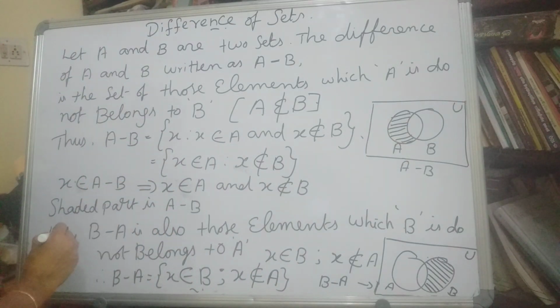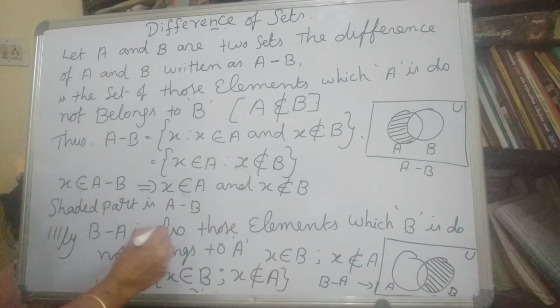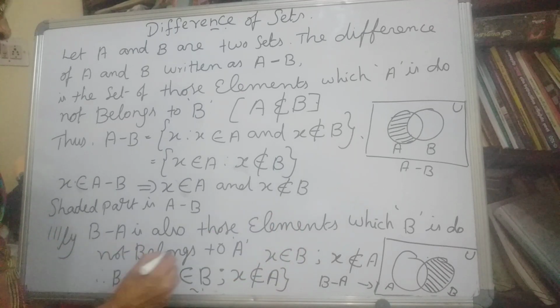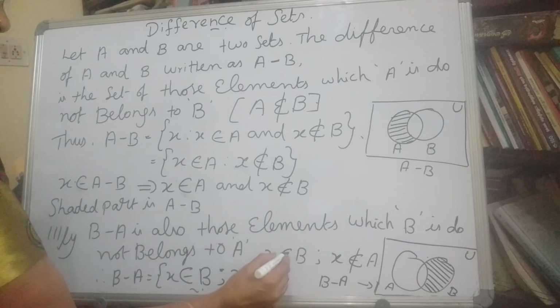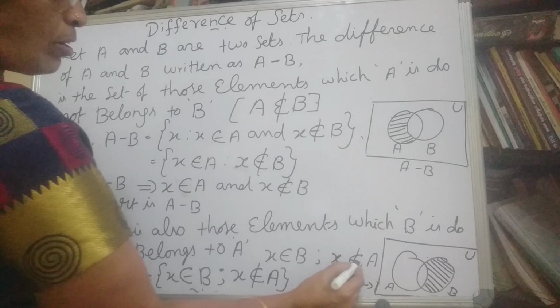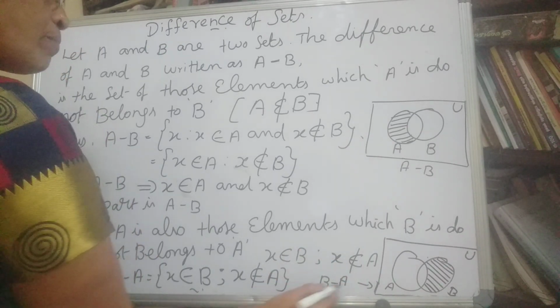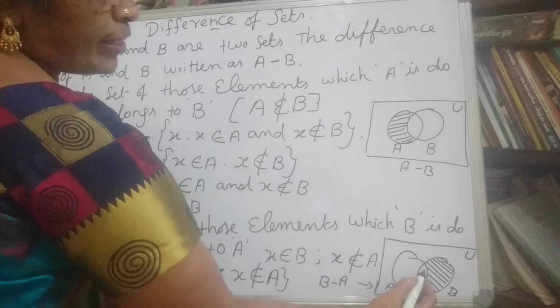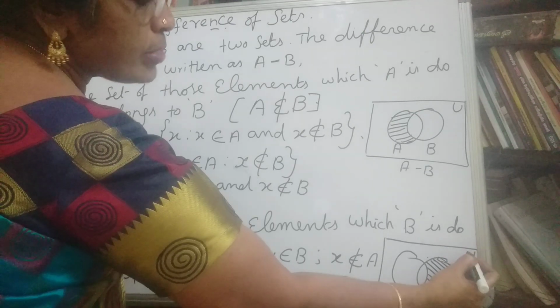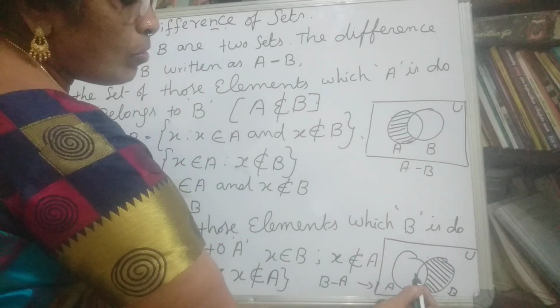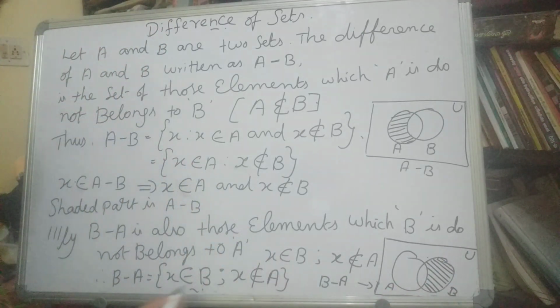Then similarly B minus A is also those elements which do not belong to A. X belongs to B such that X does not belong to A. B minus A, this figure, this A and B and the universal set. Now the shaded area is B minus A. Therefore B minus A is the set of X belonging to B such that X does not belong to A. That's all.